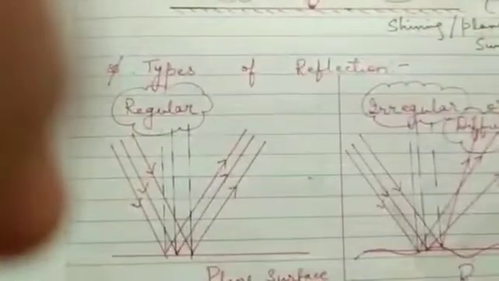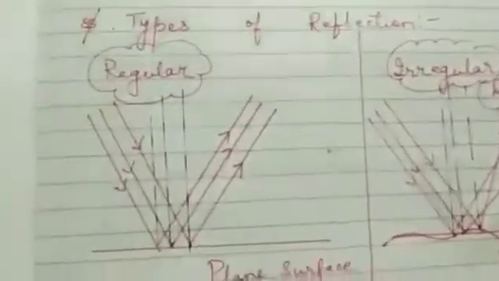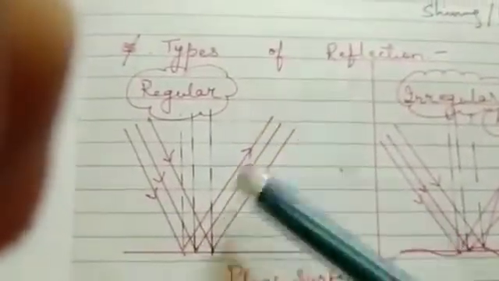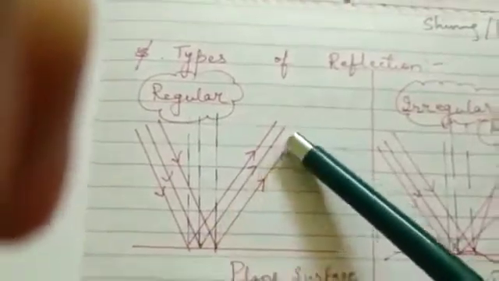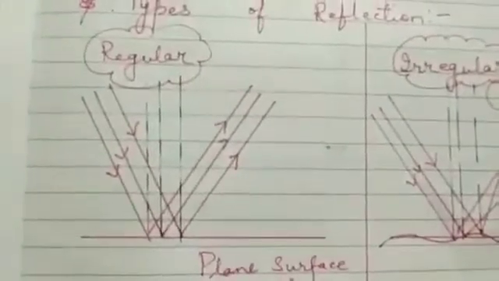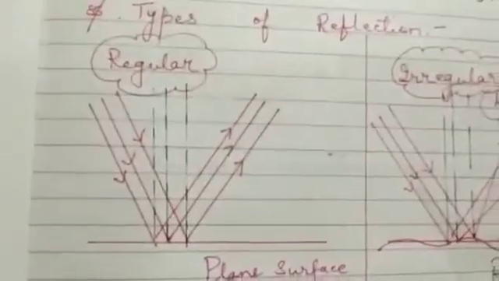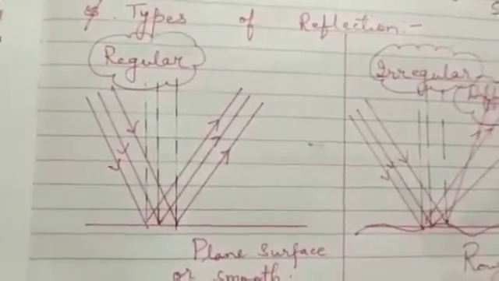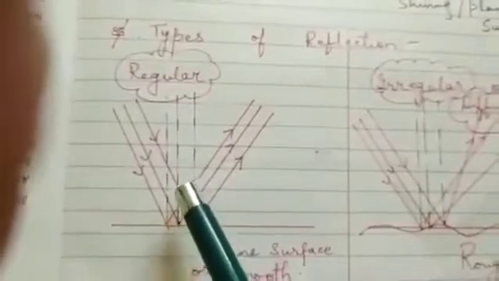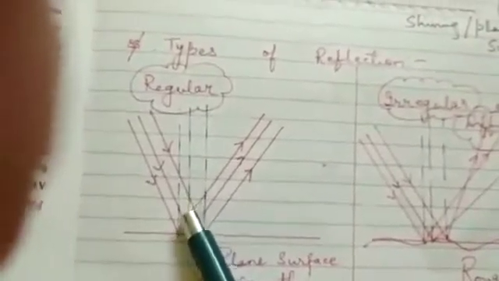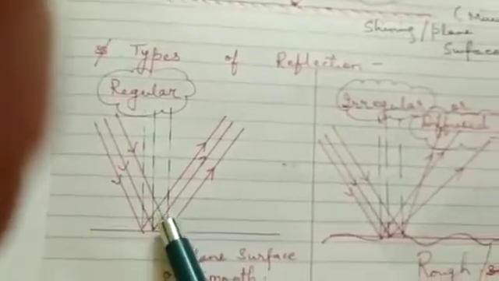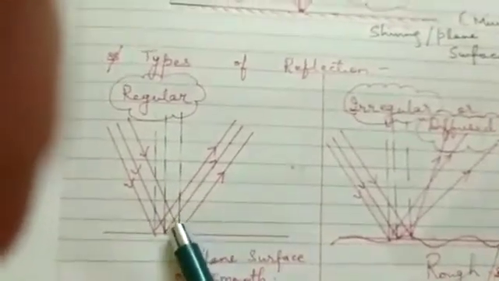These parallel rays of light fall on a plane surface, and then return to the same medium. And these reflected rays are also parallel to each other. In this type of reflection, we cannot see objects properly because of the dazzling light. For example, automobile headlights or searchlights, where we see dazzling light, and we cannot see the object clearly.